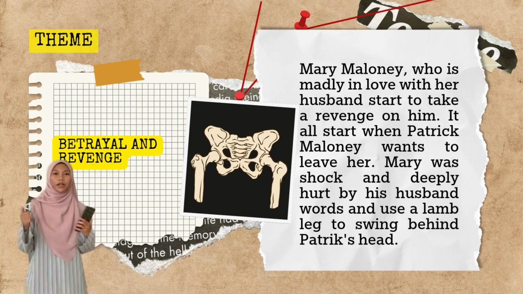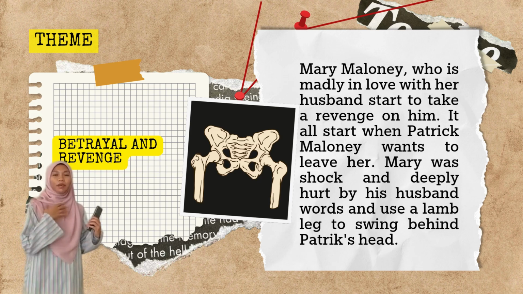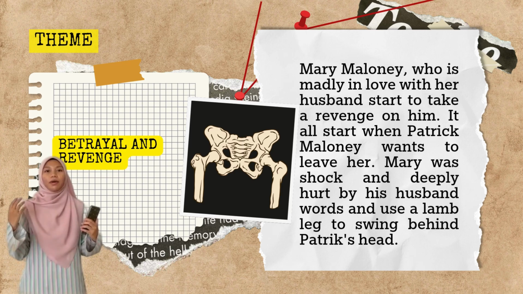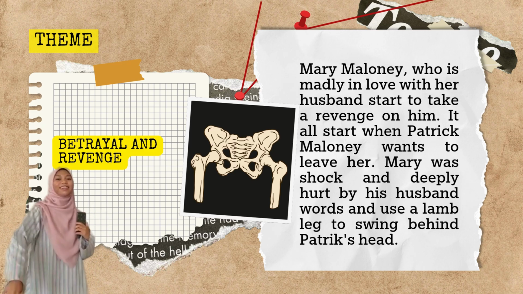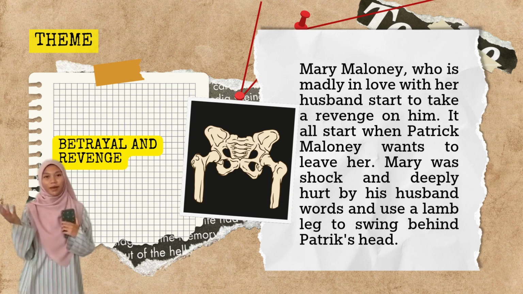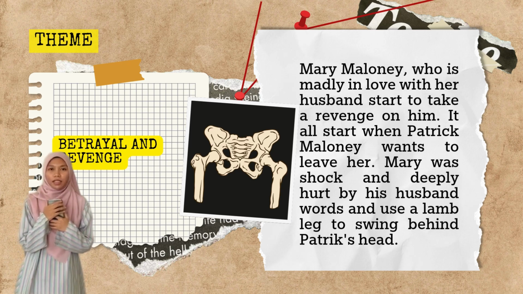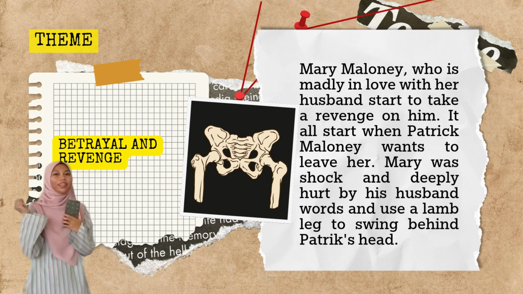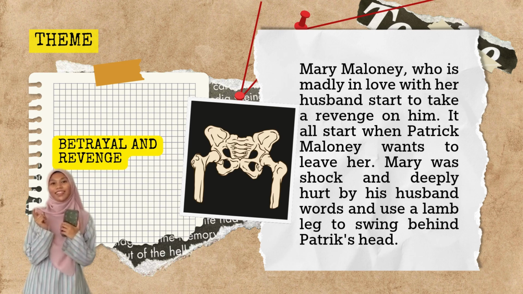Okay, so the themes for the story are betrayal and revenge. The betrayal happens when Mary Maloney, who is deeply in love with her husband, suddenly hears the husband say he wants to leave her. So that is when the betrayal happens. The revenge happened when, out of shock and anger, Mary Maloney took a lamb leg and swung it at Patrick Maloney's back head. So that's when revenge happened.